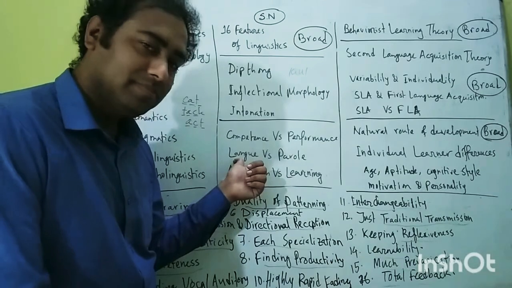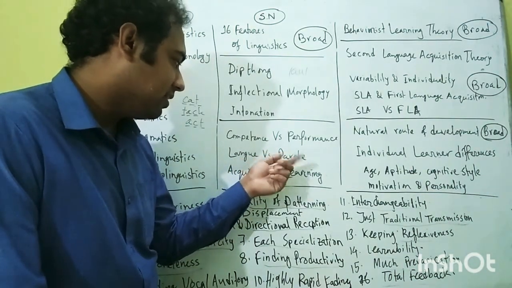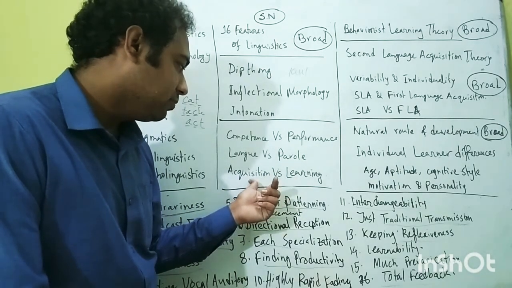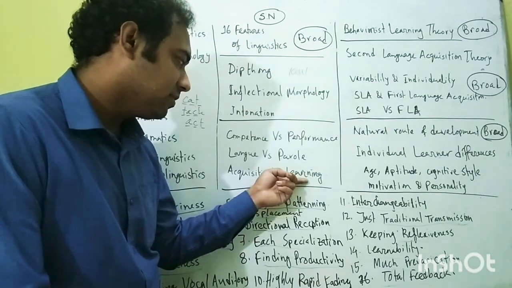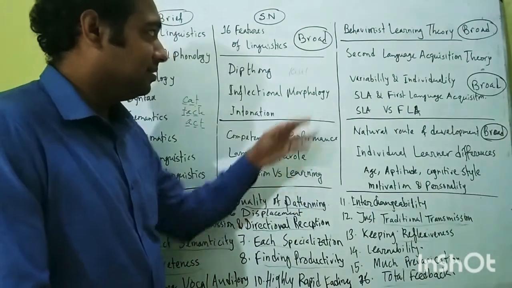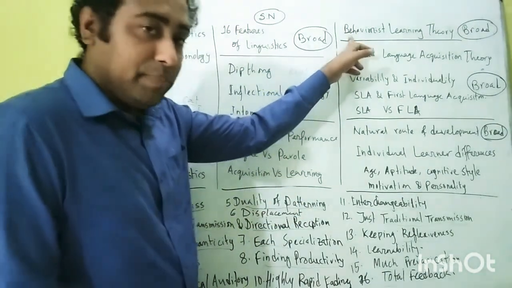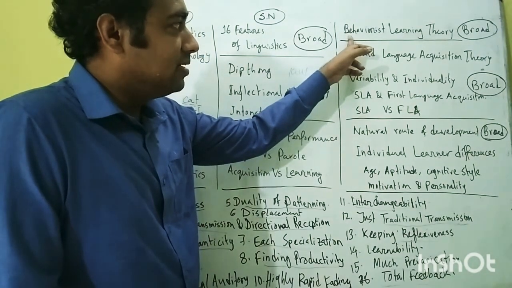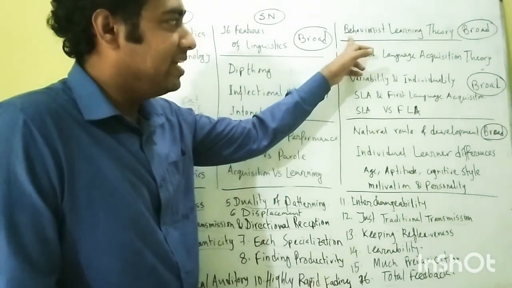Language and parole, I discussed about it. Language itself, and parole is the presentation of the language. Acquisition and learning. Acquisition refers to a subconscious process of learning, and learning refers to a kind of formal institutional learning. Then behaviorist learning theory, I talked about it. B.F. Skinner gave this theory, and I discussed about the things in detail. And language is habit formation, and language is learned through habit and error.